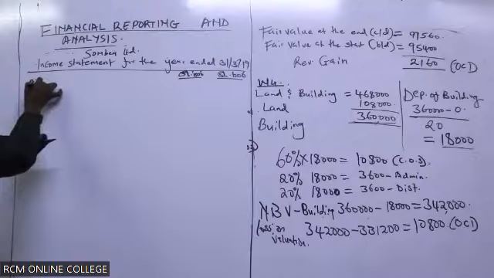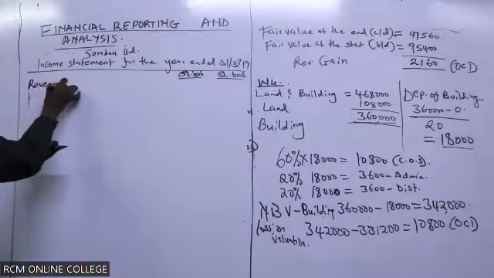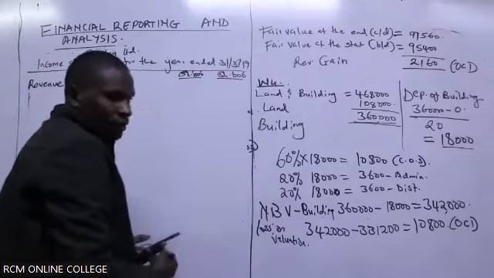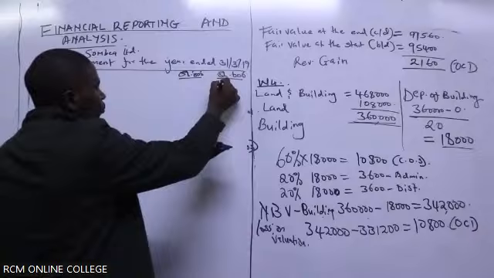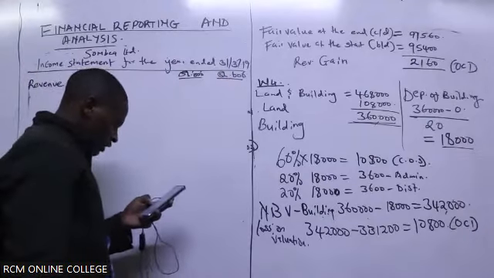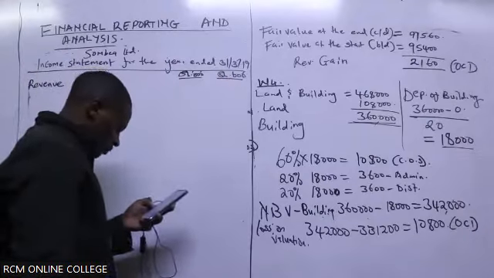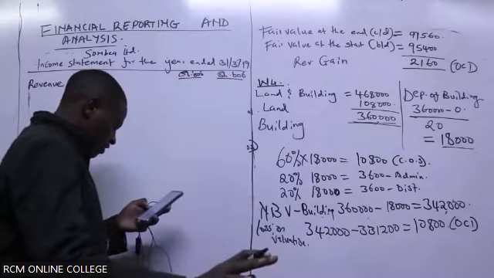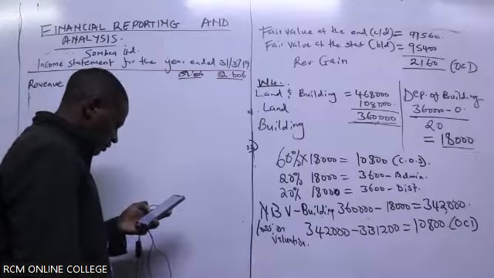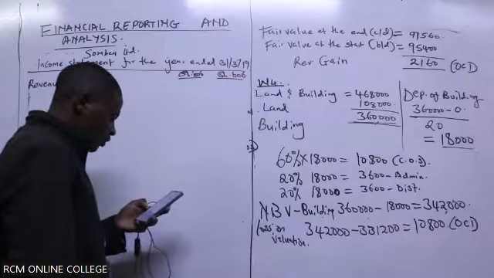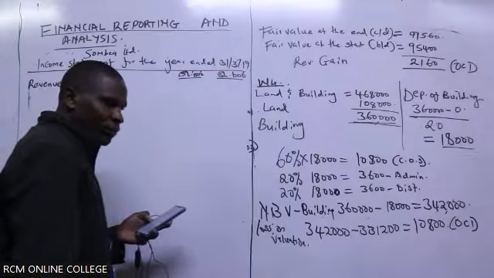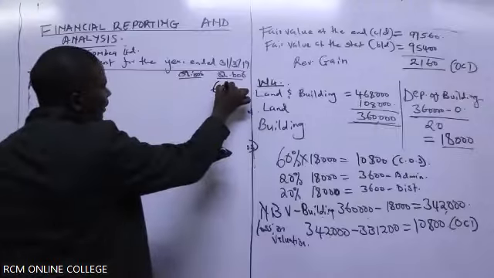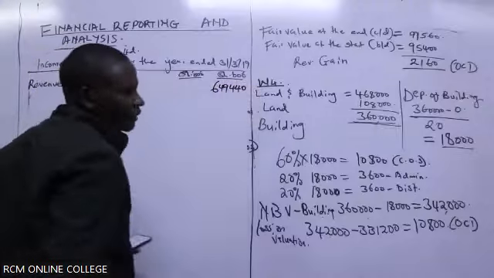Of course, revenue will go to this column. Revenue of how much? How much is our revenue? Just check. This is just a matter of checking now. There is no other thing here. All values, you have your workings. Where is revenue? Revenue is 649,040. That is our revenue.